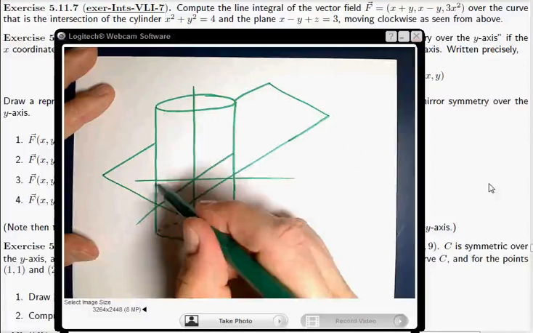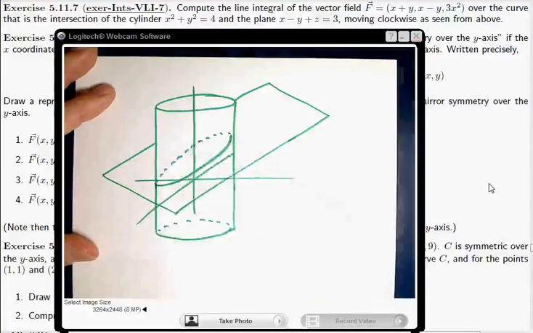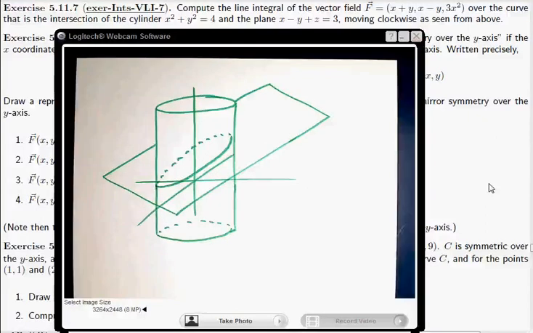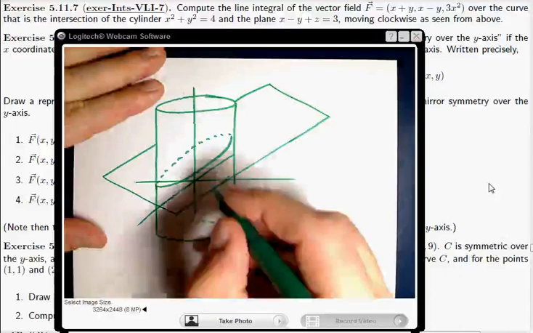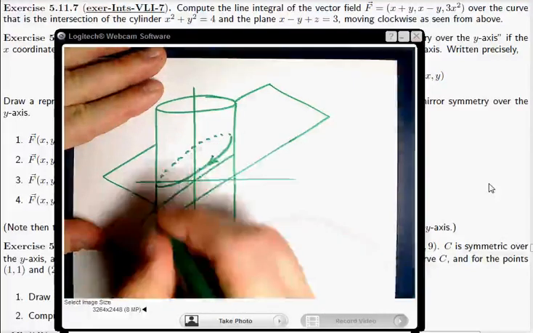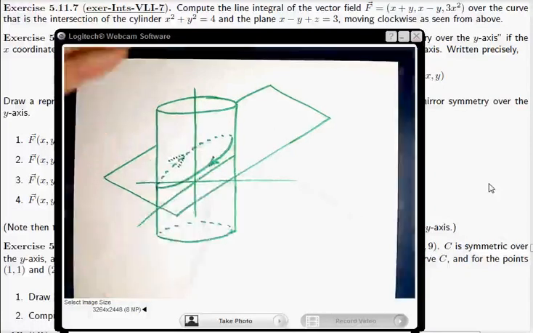And as it cuts through, it makes an ellipse like that. Does that make sense? This is our curve. And let's see, moving clockwise as seen from above. Okay, clockwise as seen from up here, clockwise, so kind of like that. Okay. So how do you parameterize this?